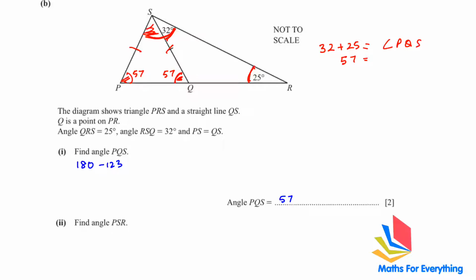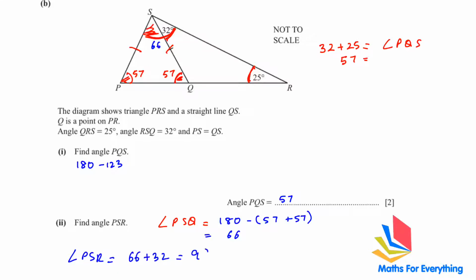And to find angle PSQ, we are going to subtract 57 and 57 from 180. That will give us 66. So this angle is 66. And then what is angle PSR going to be? It's going to be 66 plus 32, which is 98.